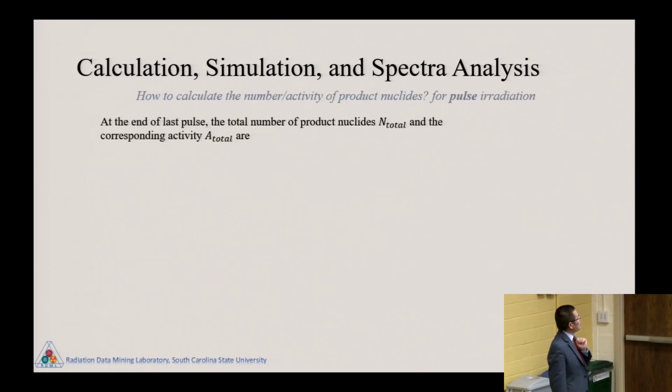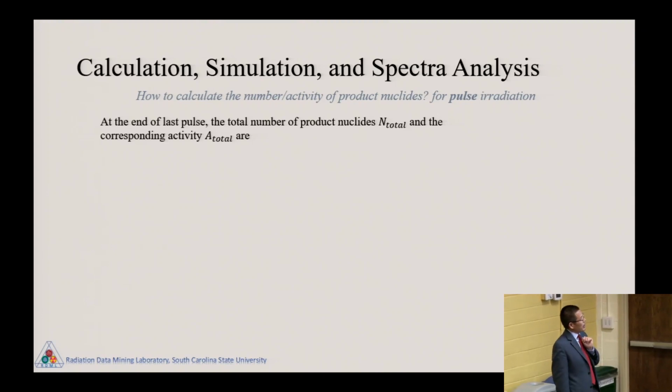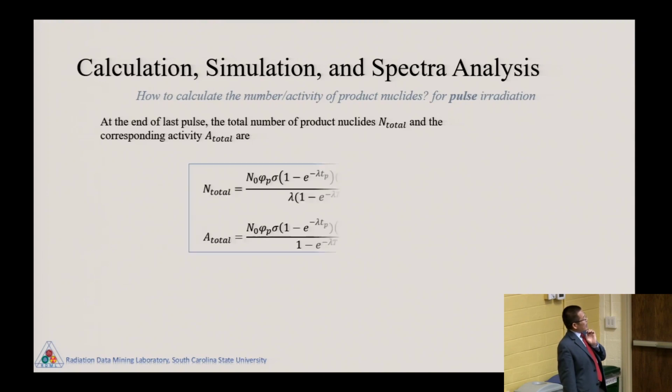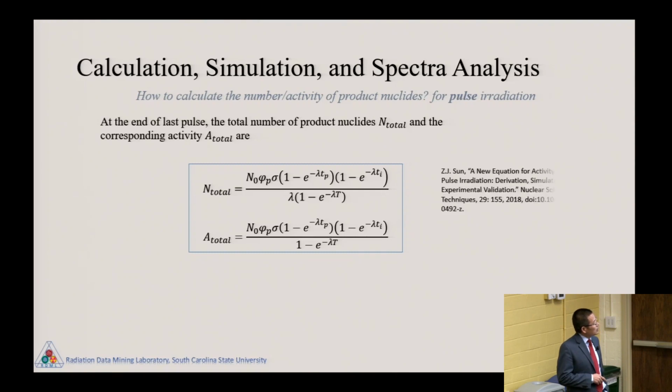So now we have the new equation. At the end of the last pulse, the total number of productive nuclei, N total, and the corresponding activity are in this equation, which has the pulse width, pulse time, and pulse period. And this was published in 2008 in this paper.